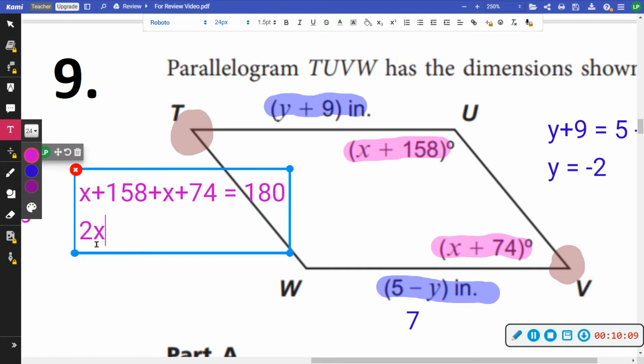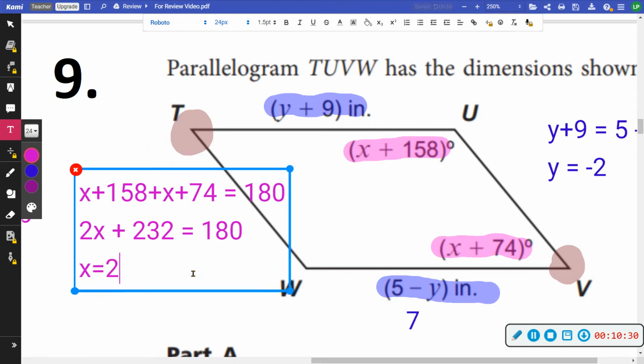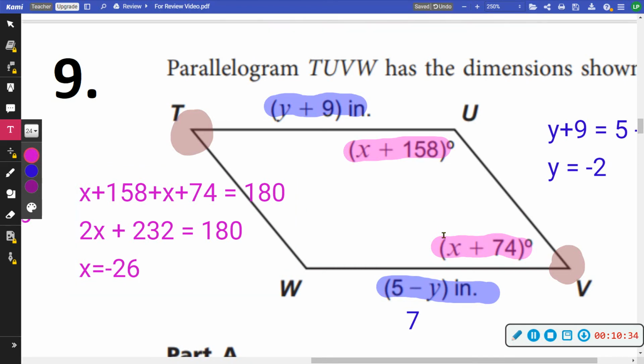Okay, do the math, that'd be 2x plus 158 plus 74. That's 232. Okay, and then I'm going to go ahead and solve that. So 180 minus 232, divided by 2, and you get x is negative 26. All right, so I would do negative 26 plus 74 for this angle. That's 48.